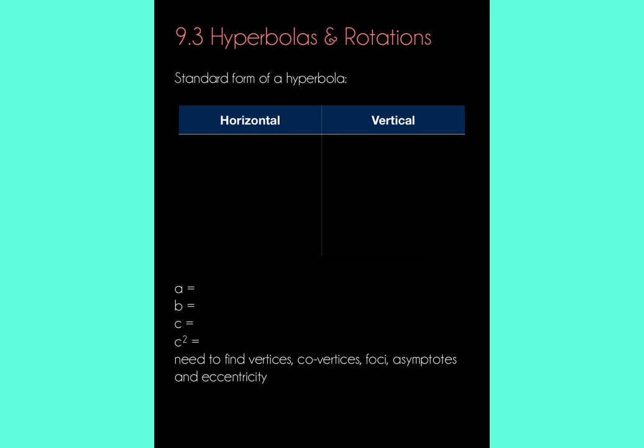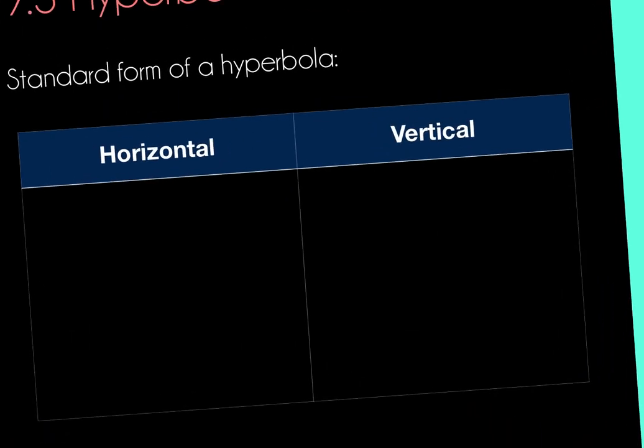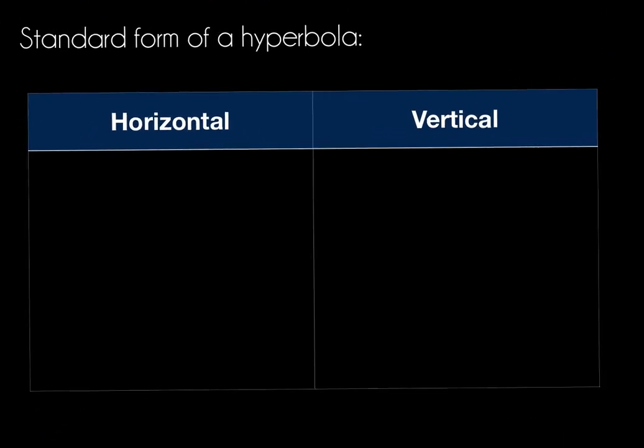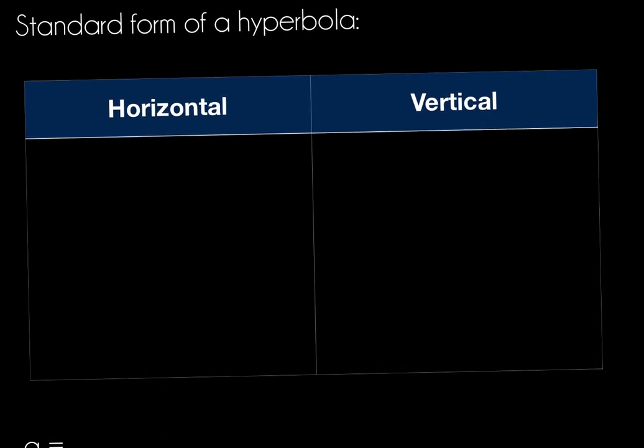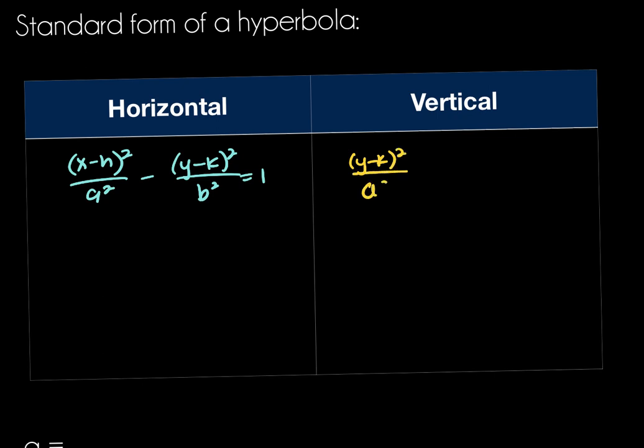All right, then hyperbolas and the rotation. So the standard form of the hyperbola, again, there are two of them, if it's horizontal or if it's vertical. This time the order matters. If it's horizontal, x comes first: x minus h squared over a squared minus y minus k squared over b squared equals 1. And vertical is y minus k squared over a squared minus x minus h squared over b squared equals 1.